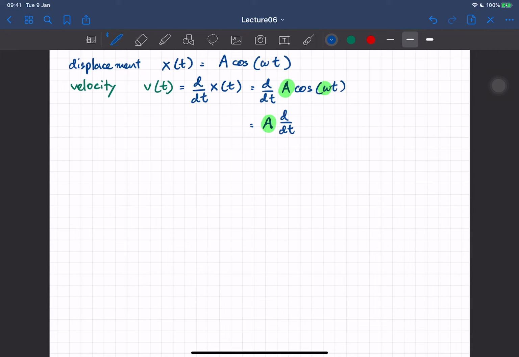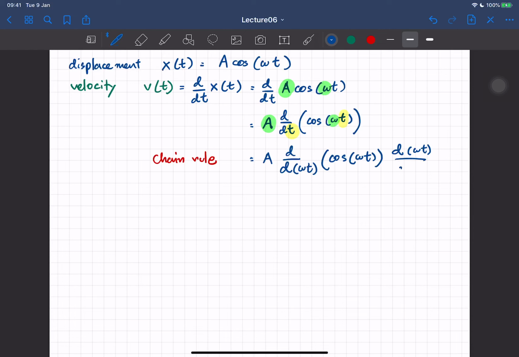And then I have d by dt of, well, let's just put a parenthesis here to be clear. So t is the variable that we are trying to differentiate with respect to. But unfortunately, it's not just t appearing, it's also omega appearing. So you have to use the chain rule to tackle this. So instead of just differentiating with respect to t, you differentiate cosine omega t with respect to omega t, and then multiply by d omega t by dt.